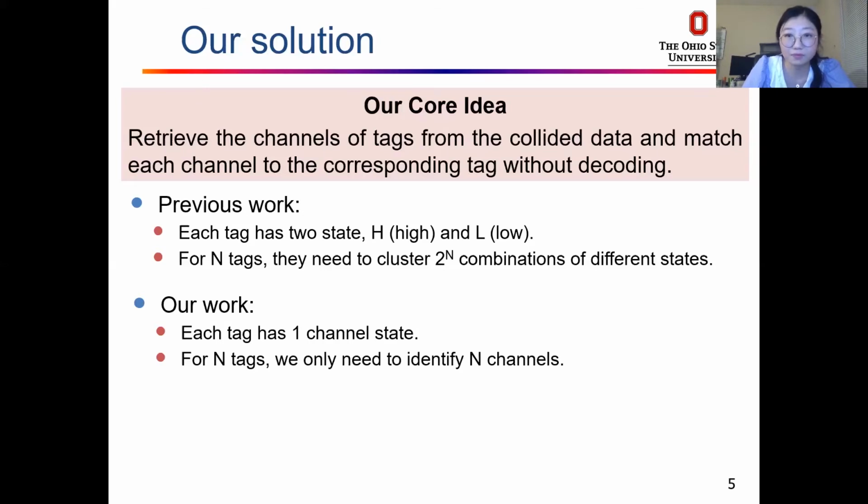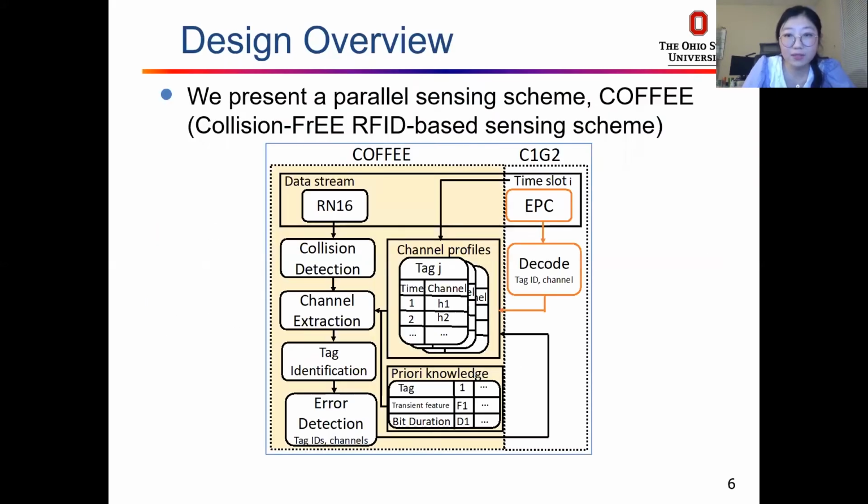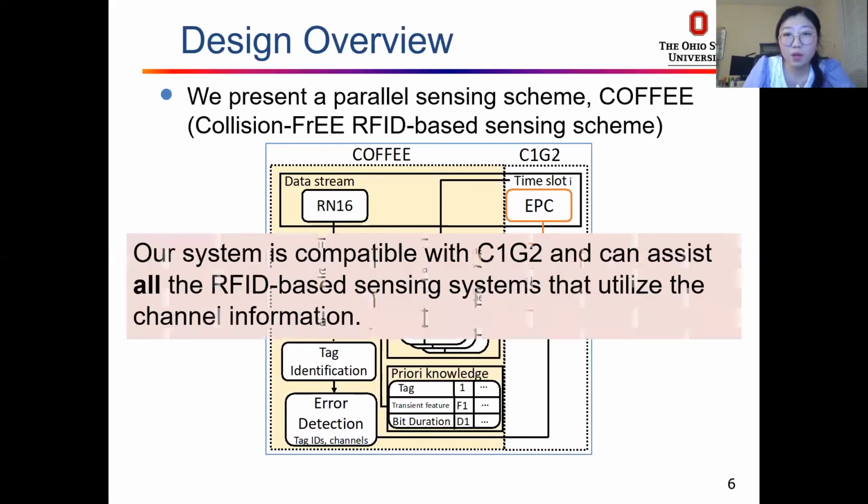We present a parallel sensing scheme, COFFEE, which is short for collision-free RFID-based sensing. COFFEE collects the raw samples from the receiving antenna and recovers the missing channel information from the collision data. In this way, we can get the channel information of each tag more frequently and thus increase the fidelity of the sensing systems. Our system can work as an extension to the current standard, which is compatible with the C1G2. So our system can assist all the RFID-based sensing systems that utilize the fluctuation of channel information.